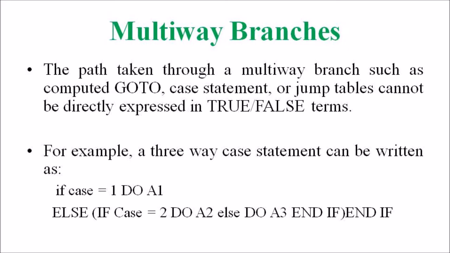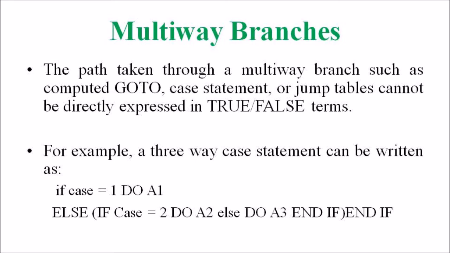And finally, the term is multi-way branches. The path taken through a multi-way branch, such as computed goto, switch case, jump cases, jump tables, cannot be directly expressed as true or false statements. Although it is possible to describe such alternatives by using multi-valued logic, a practical approach is to express multi-way branches as an equivalent set of if-then-else statements.